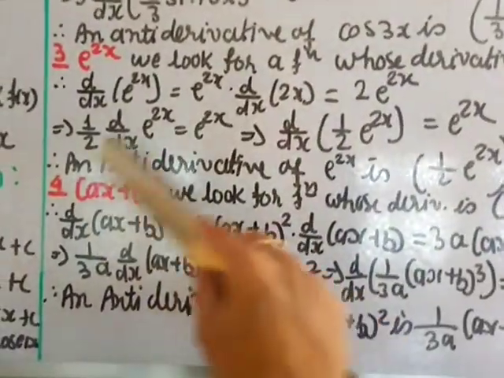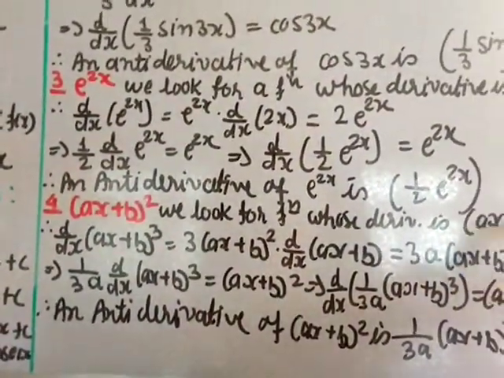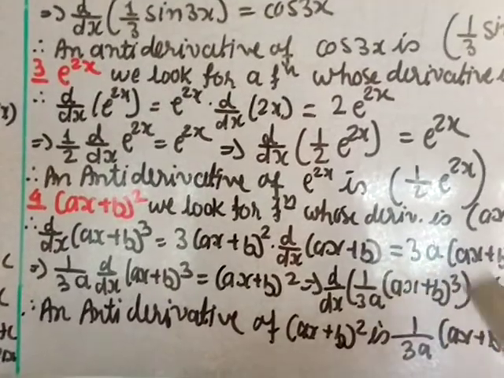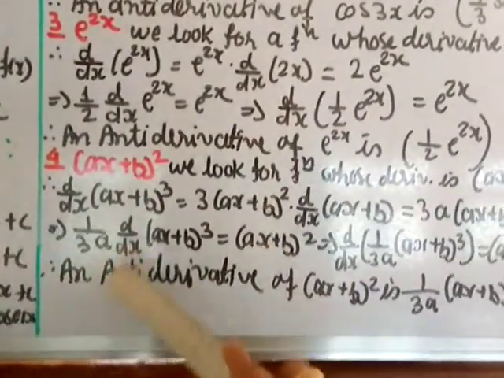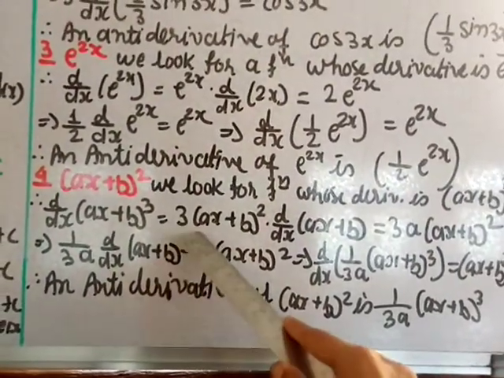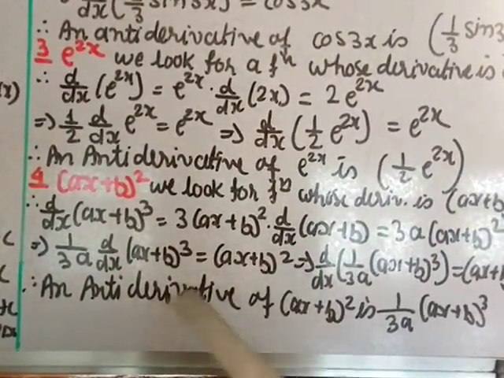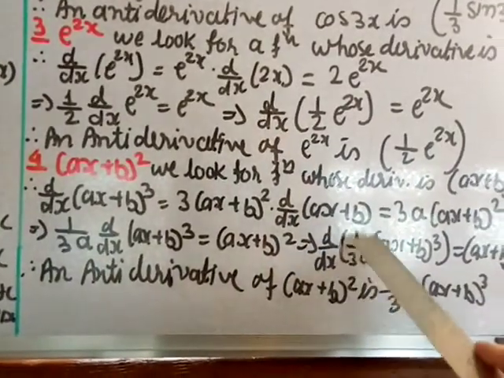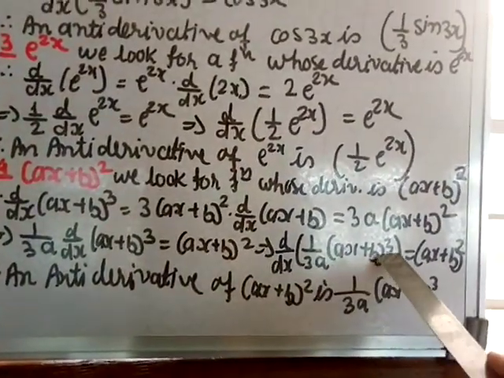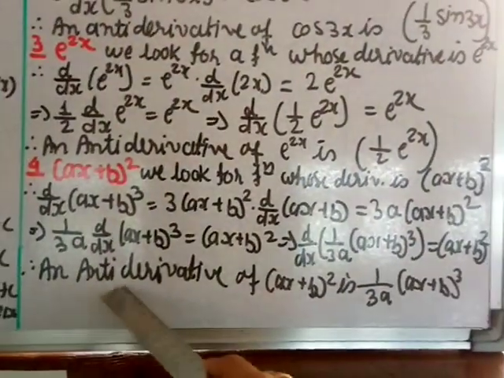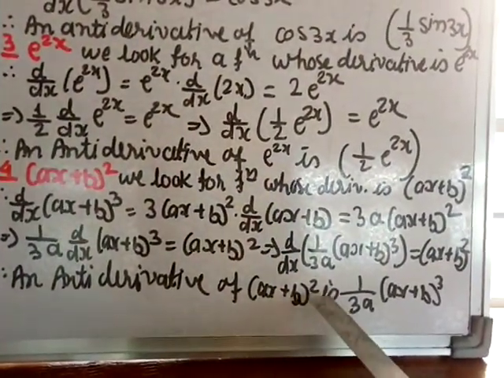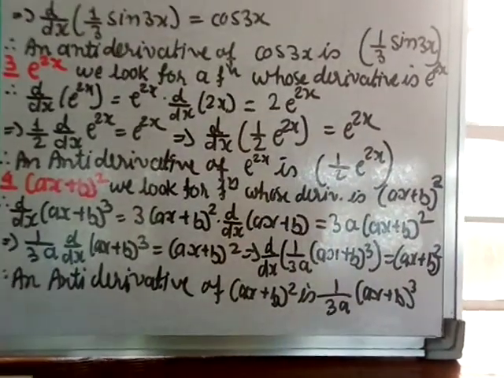Now you are asked only for the square power, not 3a. So 3a is extra, you transfer it to this side, it will go in the denominator. 1 by 3a d by dx of ax plus b whole cube equal to ax plus b square. That means you take it inside, so d by dx of 1 by 3a ax plus b whole cube equal to ax plus b square. So this is the antiderivative. Therefore an antiderivative of ax plus b whole square is 1 by 3a ax plus b whole cube.